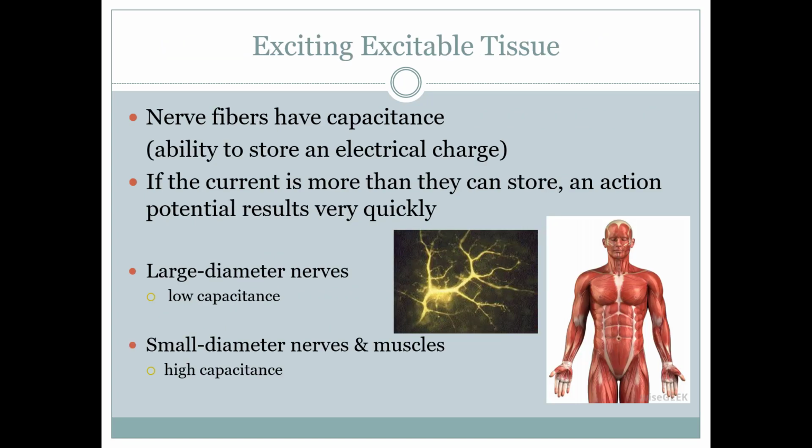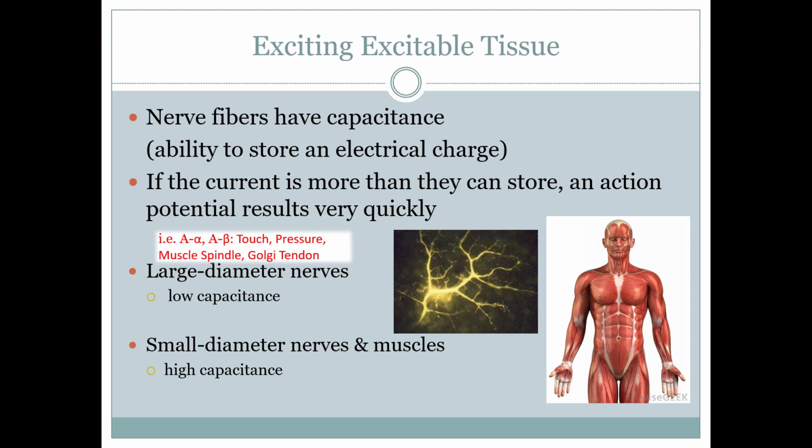In order to have an effect, we must be able to excite excitable tissues with the use of electrical energy. Nerve fibers have a capacitance, which is the ability to store an electrical charge. If the current is more than the nerves can store, an action potential results very quickly. Large diameter nerves have a low capacitance or ability to store electrical charge. Examples of large diameter nerves are the A-alpha and A-beta nerves, which respond to touch and pressure, as well as the muscle spindle and Golgi tendon organ within the muscle.